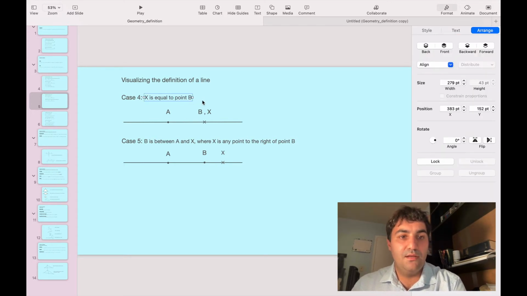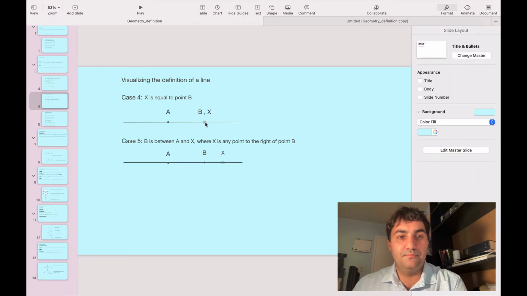So here x is equal to point B, and then in the final situation, x is somewhere on the extension of segment AB to the right of endpoint B, and you can extend this as long as you want, in infinitely many ways. When you add up all these different possibilities, you get a line passing through these endpoints A and B. Just remember that for a line, the extension has to go through both of these endpoints.